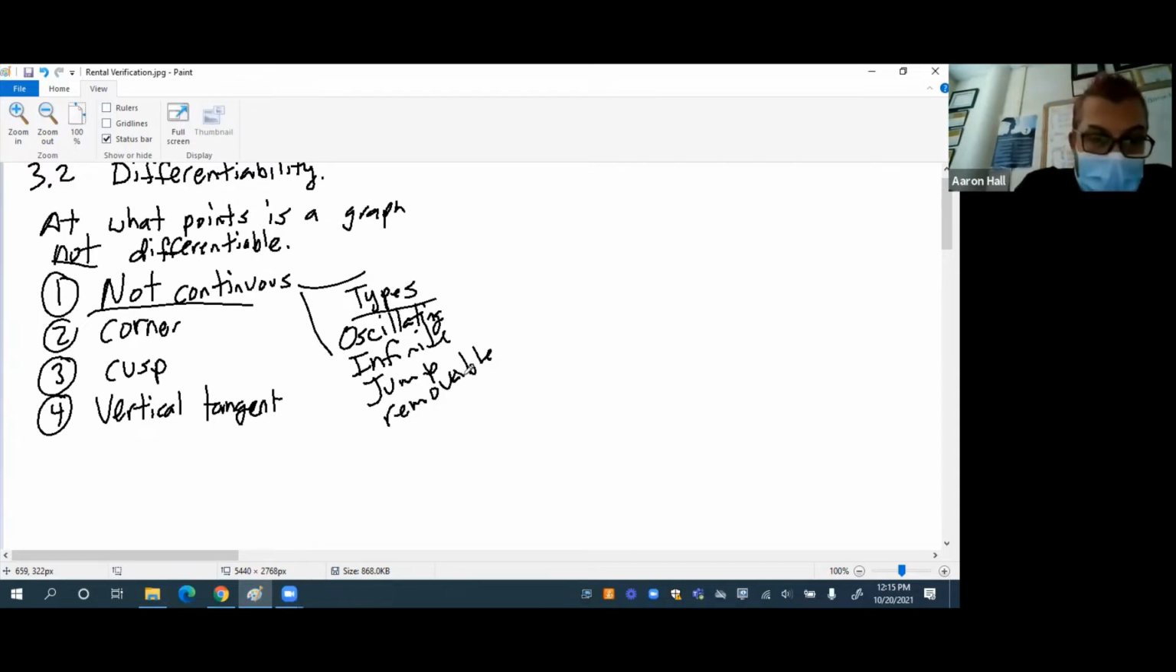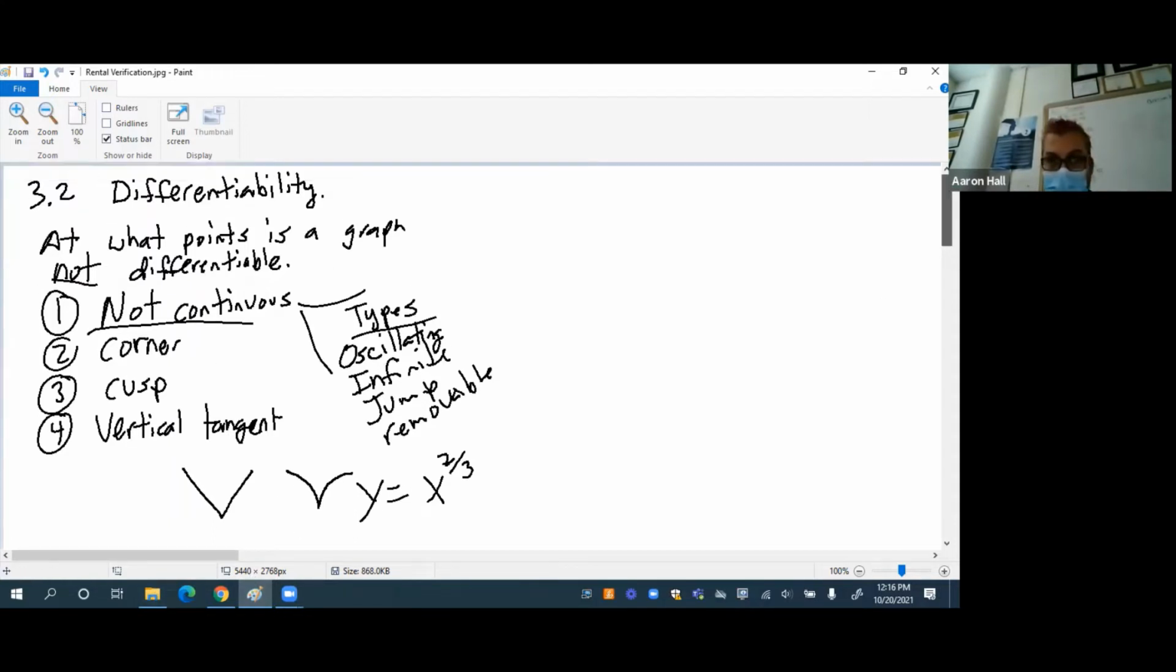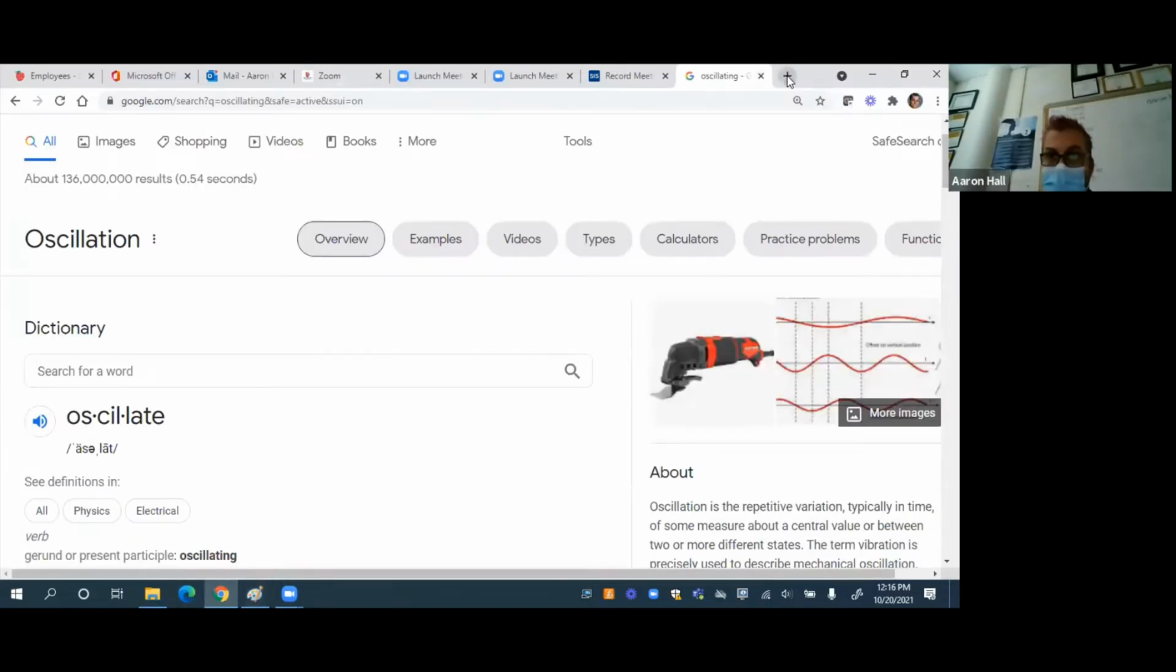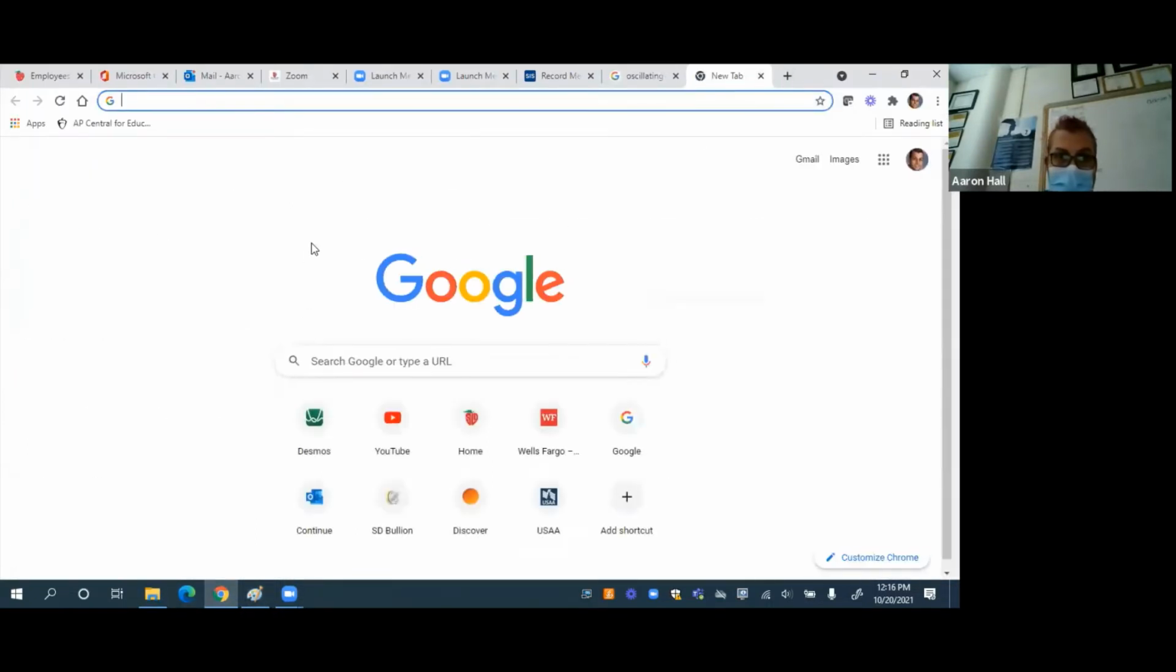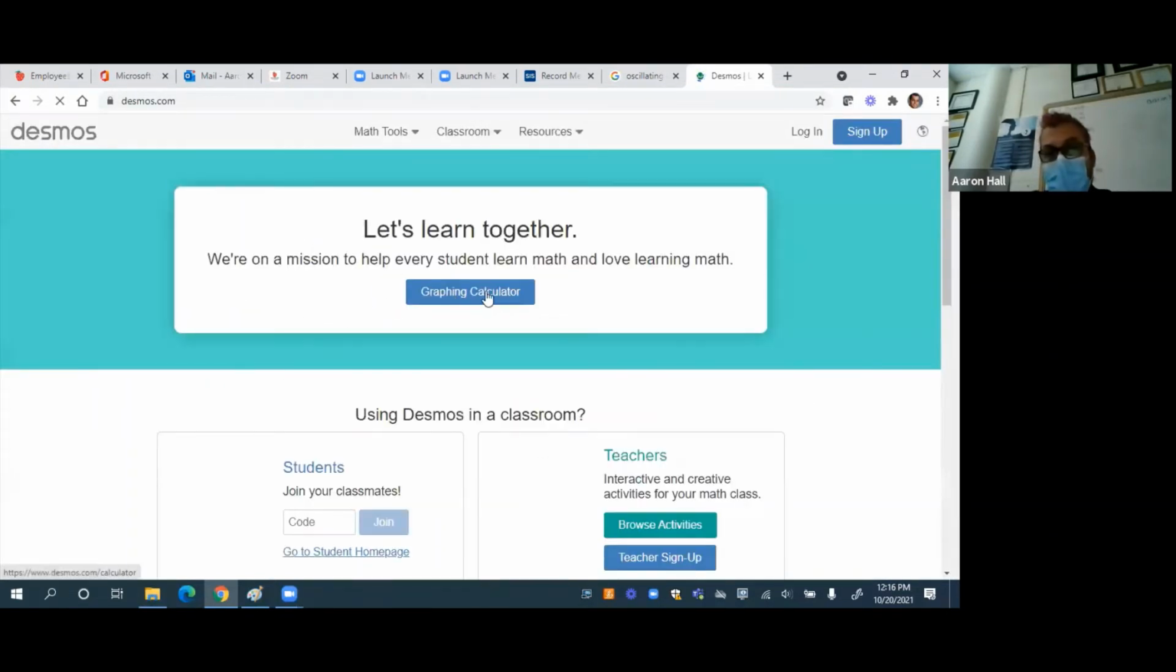A corner looks like this, and a cusp looks like this. Y equals absolute value of x is a corner. Y equals x to the power of 2/3 is an example of a cusp. Let's take a look. Are we good with zooming out? Anybody still copying? Okay. Let's go to Desmos. An example of a corner would be an absolute value.